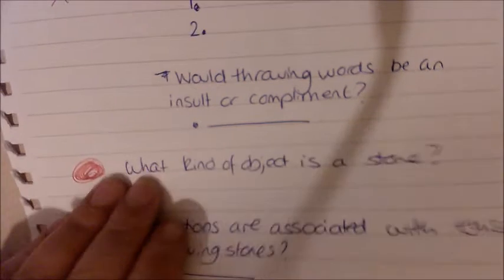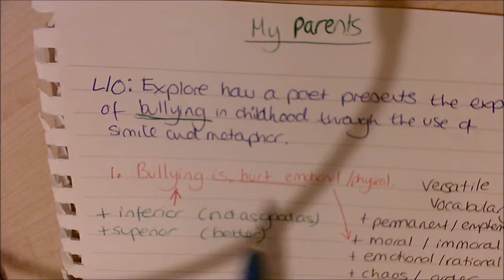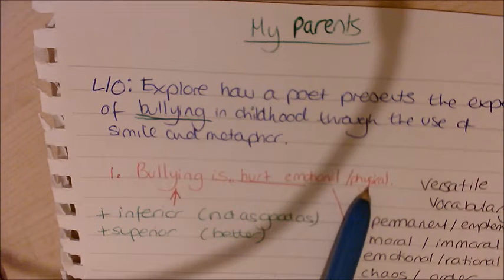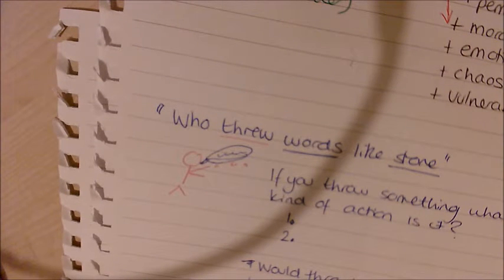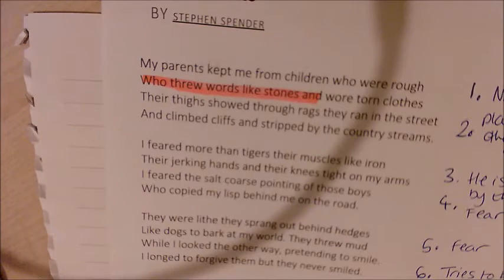Okay, hope you've got some ideas. Just going to turn my paper over. Okay, so we've got a very much a sense of a very emotional side of bullying. If we go back to that definition of bullying, bullying is repeated behaviour intended to hurt emotionally or physically. Okay, so if we're talking about throwing words, we've got a very emotional side of bullying there. We haven't got anything physical. That is, until we come to the second stanza.